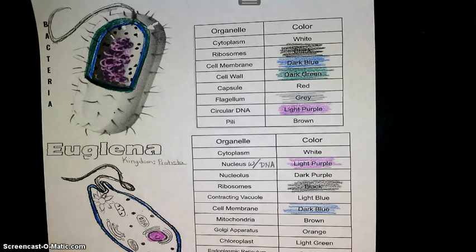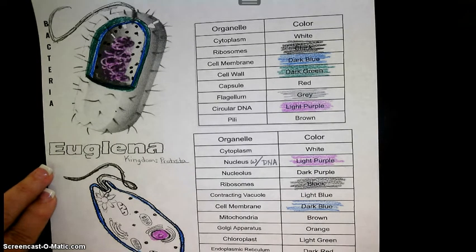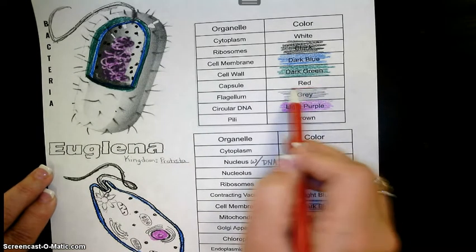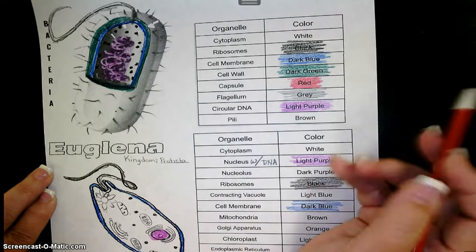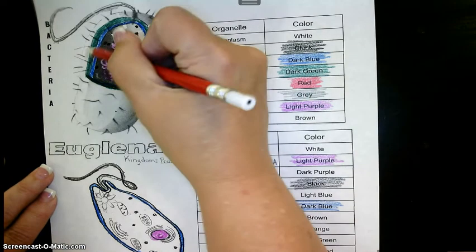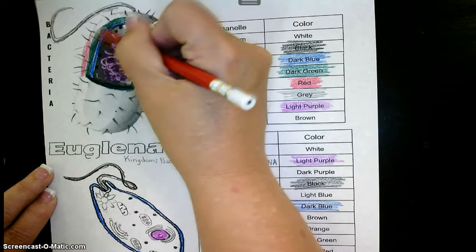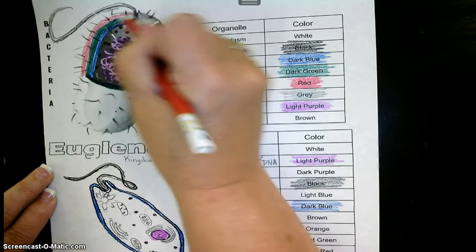Continuing on with color coding our organelles, there's 5 cells that we were doing on the bacteria. The outermost layer is called the capsule. It's for protection, and so all of this on the outside of the cell wall is going to be colored red.